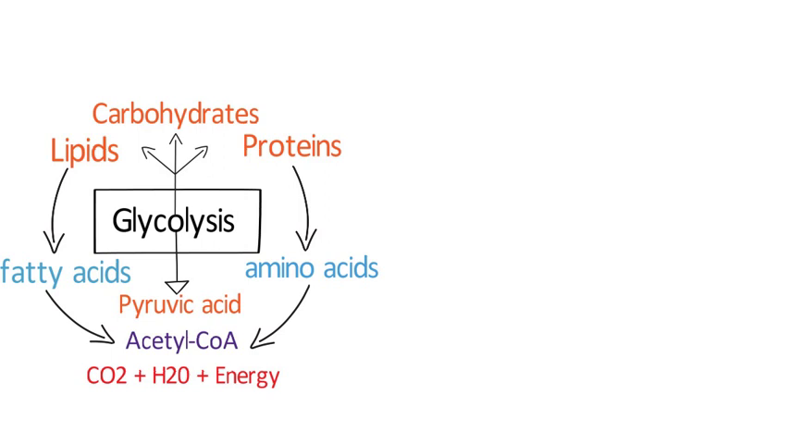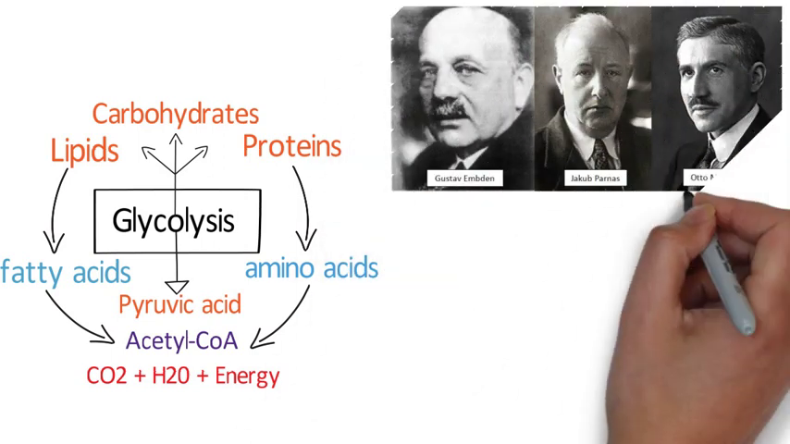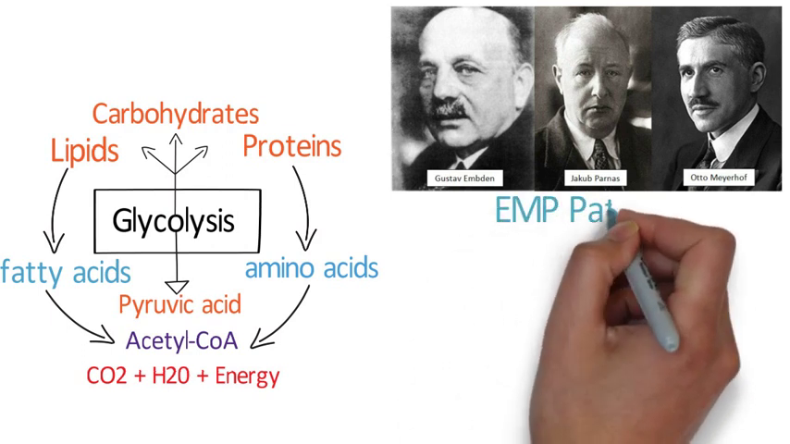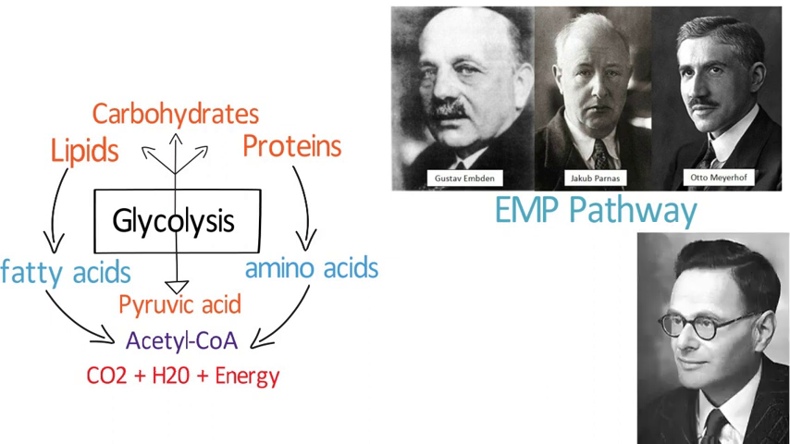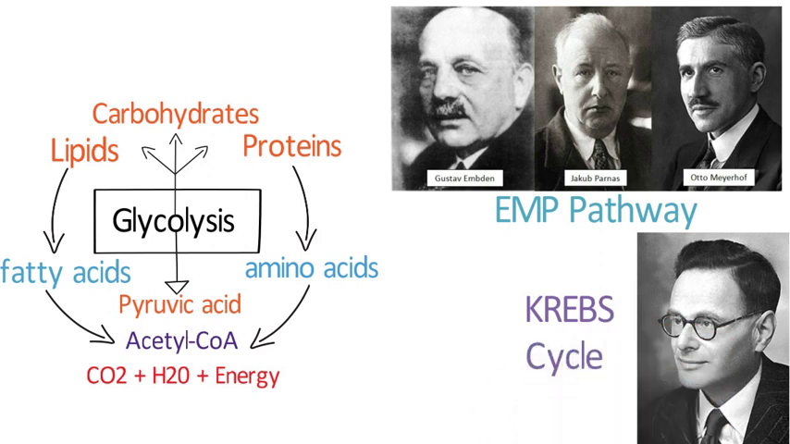So all the three molecules produce energy. The process of glycolysis was found out by Embden, Meyerhof and Parnas. Hence it is also known as the EMP pathway collectively. And the Krebs cycle, the TCA cycle, was found out by Sir Hans Krebs. Hence it is also called the Krebs cycle.